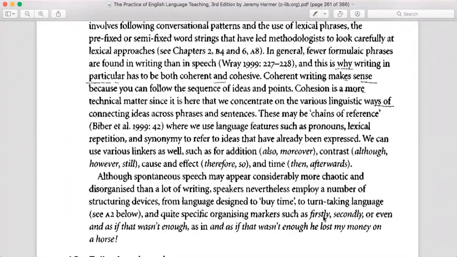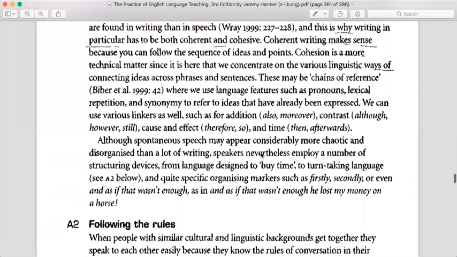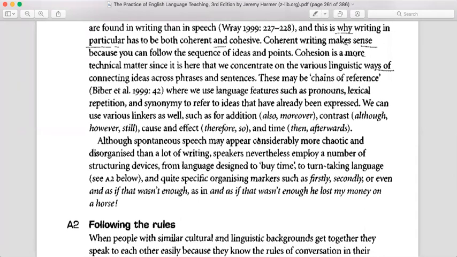Other than that, we are talking about cohesive devices, so there can be lexical repetition, there can be synonymy, and there can be linkers, right? For addition: also, moreover. Contrast: although, however, still. Then there can be cause and effect: therefore, so. And time: then, afterwards. All these linkers are a part of cohesion. These make up cohesive devices.